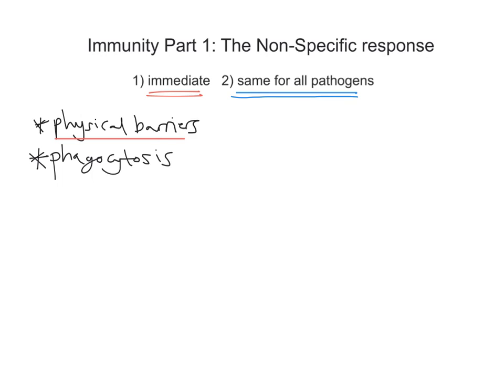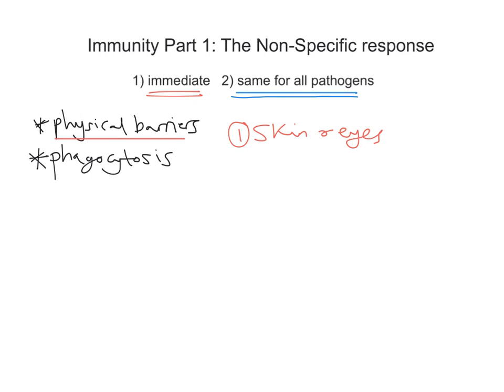So what we're going to do is we're going to consider the routes of entry that these pathogens have, and then I'm going to look at the defense mechanism that we actually have to prevent said entry. So the first one we're going to consider is through the skin and eyes. So let's consider the skin and eyes as a possible route of entry.